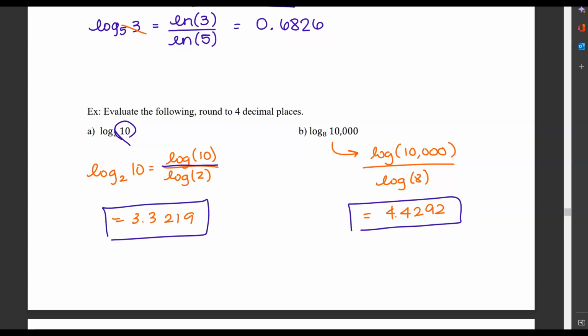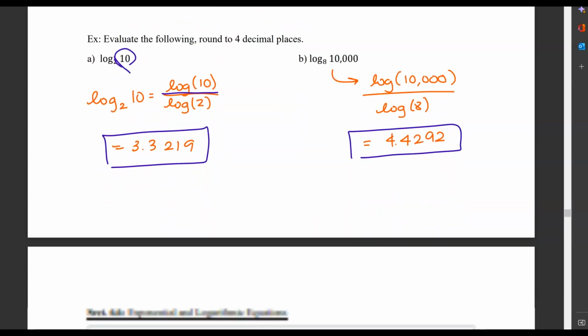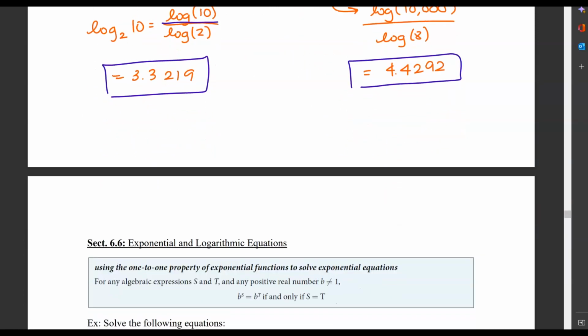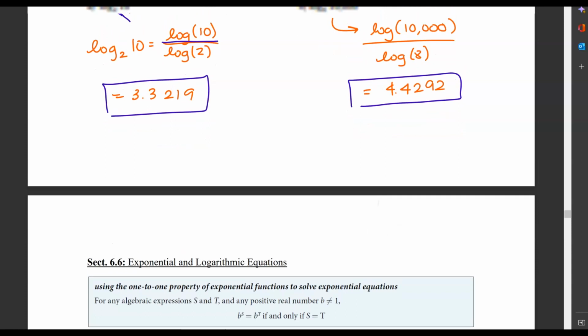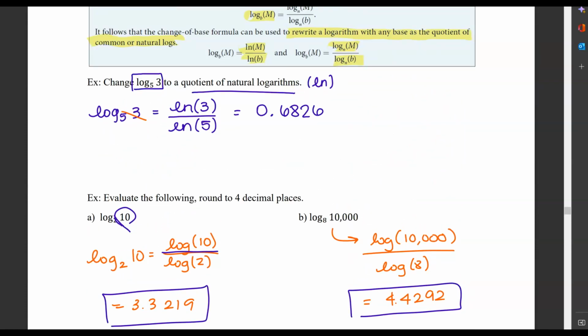And that actually concludes our section 6.5. In our next section, 6.6, we're going to be talking about exponential and logarithmic equations, but that's in our next video.